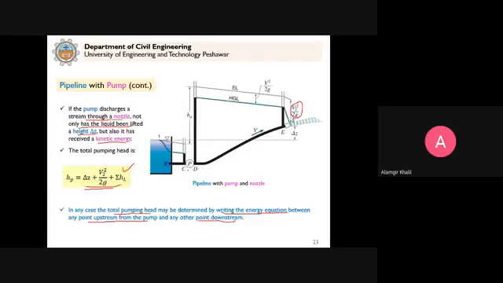So this is the pump. You want to calculate the total pumping head that is required. Just consider any point upstream and any point downstream and write the energy equation. So you will get the HP required to be supplied by the pump. Clear? So we will study this in detail in the pumps chapter.